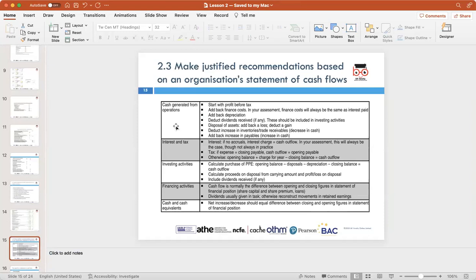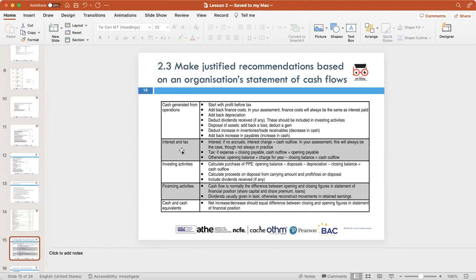So when we talk about cash generated from operations, start with profit before tax. Then we add back finance cost. In your assessment, finance cost would always be the same as interest paid. Add back depreciation, deduct dividend received, deduct profit or add back loss on disposal of assets, deduct increase in inventories, add back increase in payables.